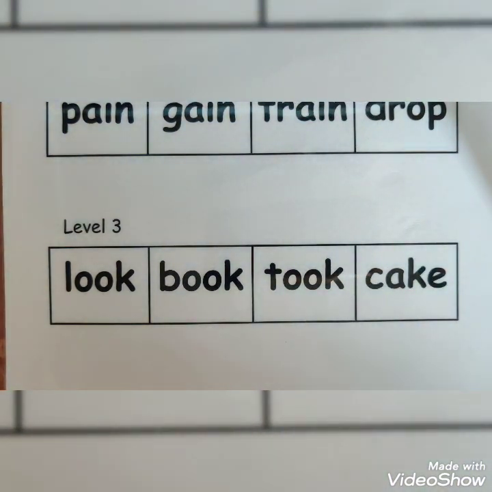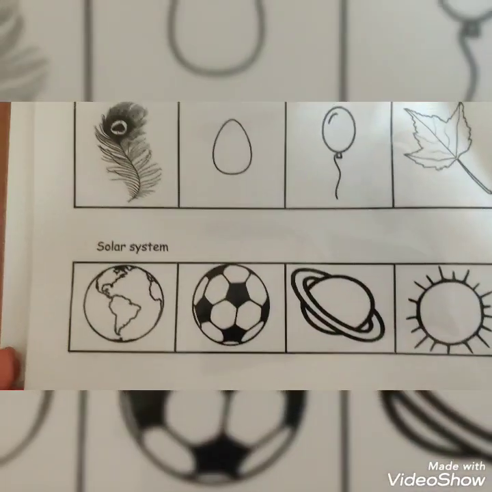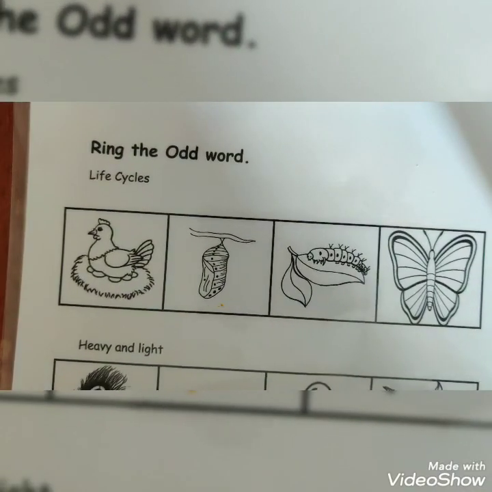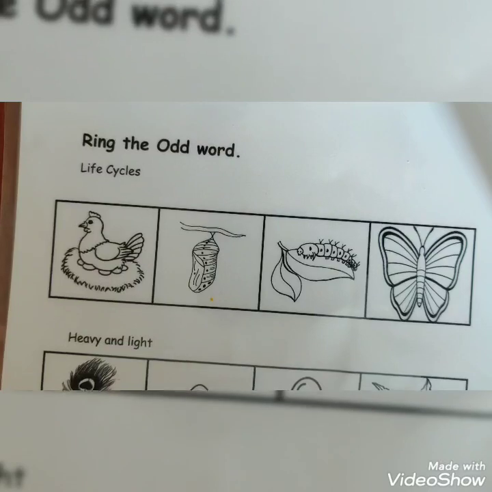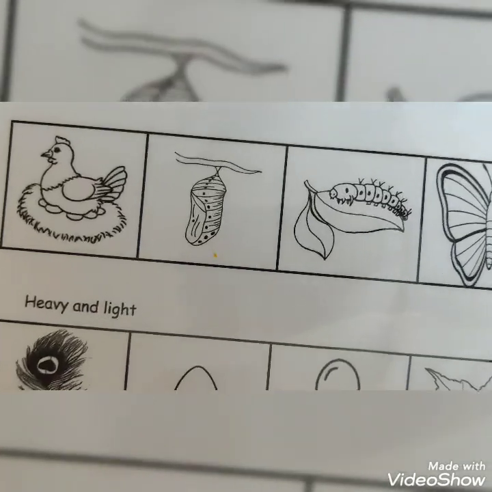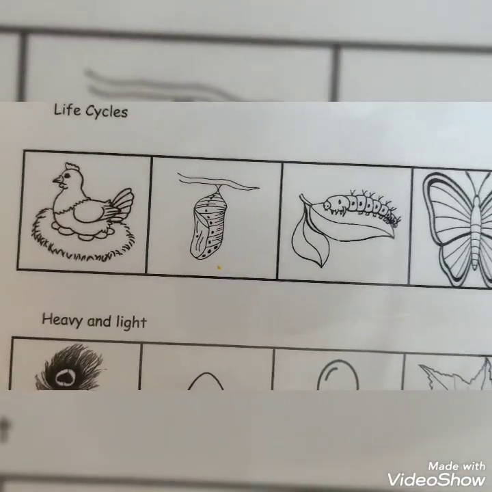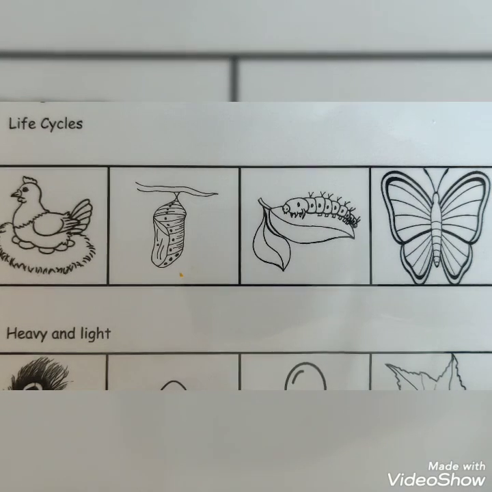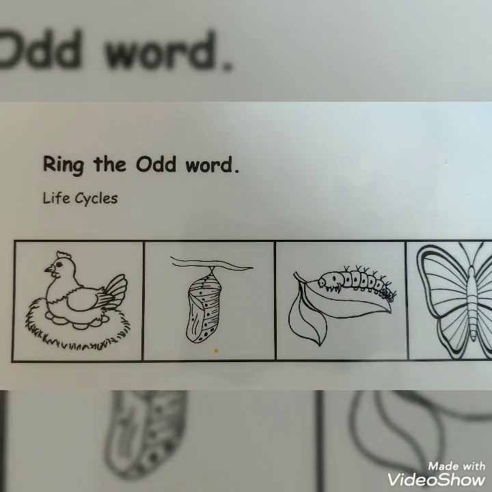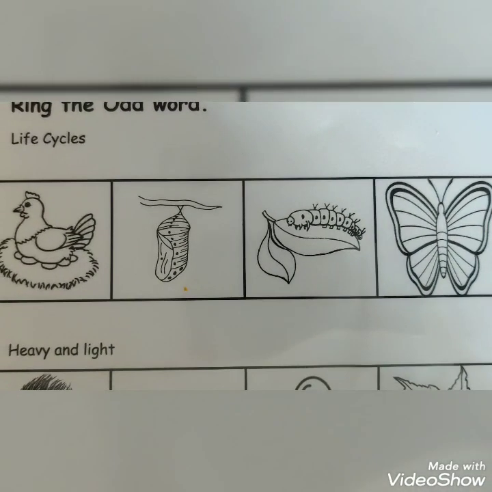There could be another one which could be pictorial. For example, I have this pictorial one, which again is on different themes. You could see that the first one is ring the odd one using life cycles. So you can see the life cycle is given in the first picture, and you will notice that you have a hen, you have a pupa, you have the caterpillar, and you have the butterfly. So here again the question given is ring the odd word or ring the odd picture.